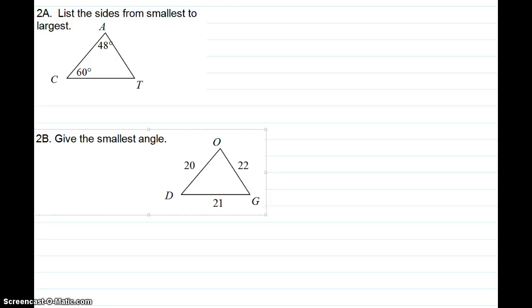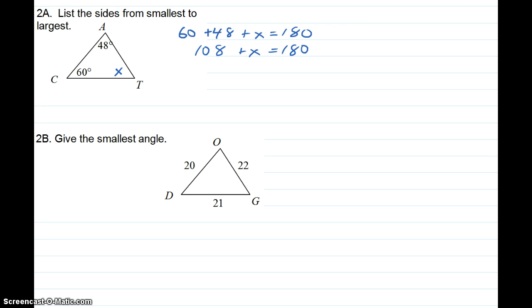Alright, now it says for 2a, list the sides from smallest to largest. And so in order to do that, I want to know what this other angle is. So we'll go ahead and call this x. And so we know that the three angles of a triangle always add up to 180. So we get 108 plus x equals 180. So now we solve it. We minus 108 from both sides. And so we get x equals 72. So this becomes 72 degrees.